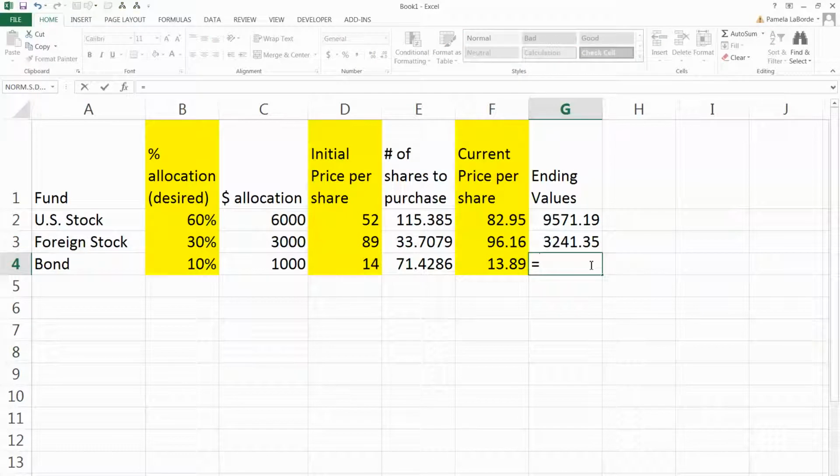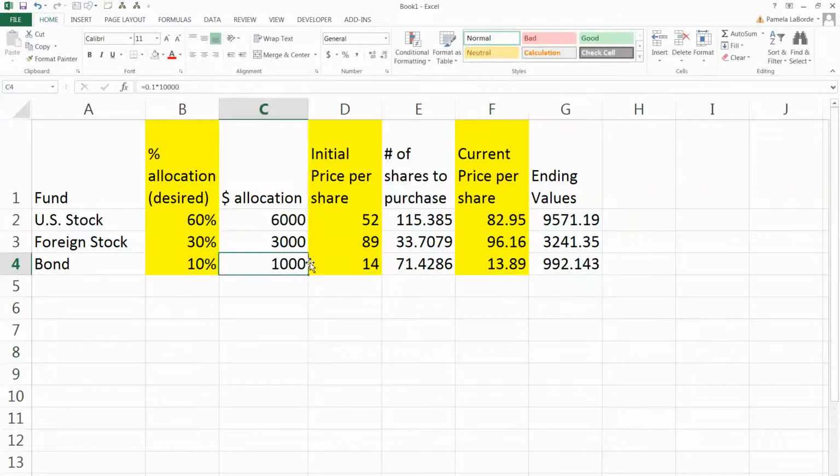My bond investment, I own 71.4286 shares. Multiply by the $13.89 price per share. So my $1,000 investment in the bonds has dropped to $992.